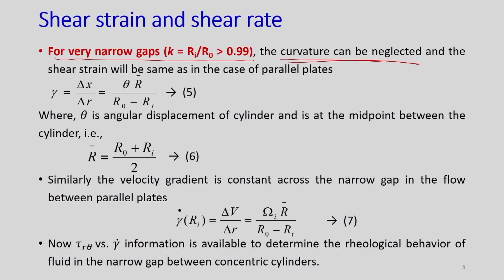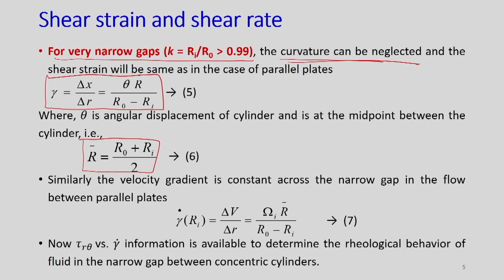Theta at what location? Though the displacement or the gap is very small, at what location are you measuring? So, let us assume at the midpoint of the concentric annular region, that is at the average distance of Ri and R naught, you are measuring this angular displacement. So, gamma, the shear strain, not the shear rate, is theta R bar by R naught minus Ri, which is nothing but the gap between the two cylinders, the concentric gap region.